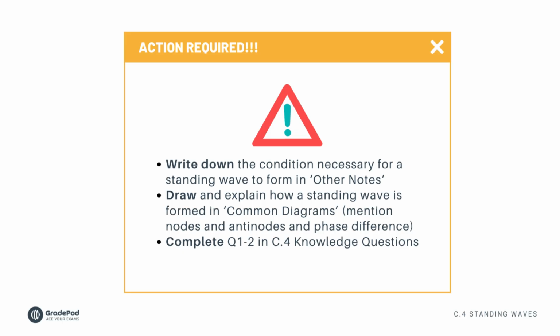Let's head to your revision note template, go to the other notes section and write down the conditions necessary for a standing wave to form. Then head to your common diagram section and draw a standing wave. Annotate that diagram with nodes, antinodes, and the idea of phase difference from the particles on either side of the nodes. Then complete questions 1 and 2 in the C.4 knowledge questions that you'll find downloadable below this video.